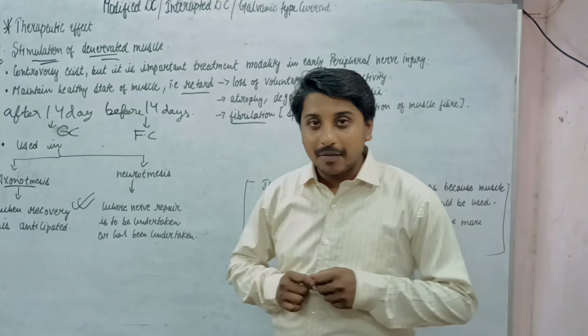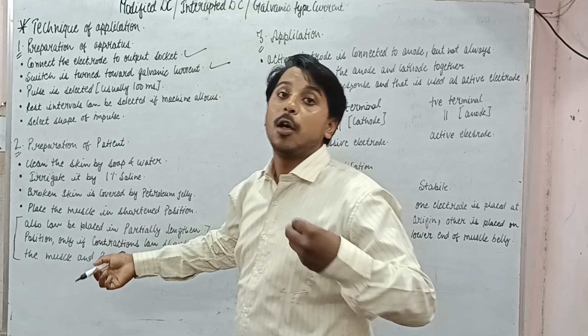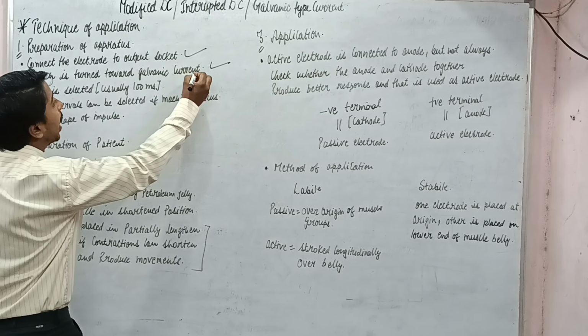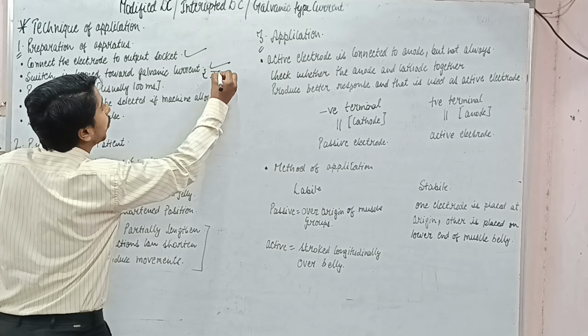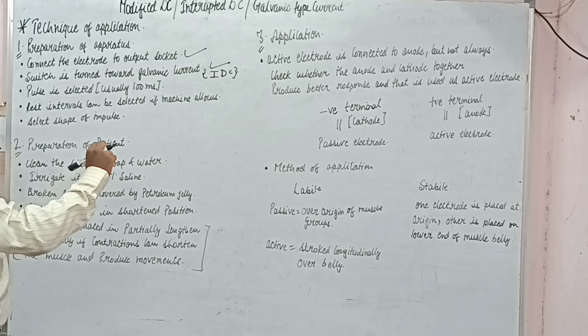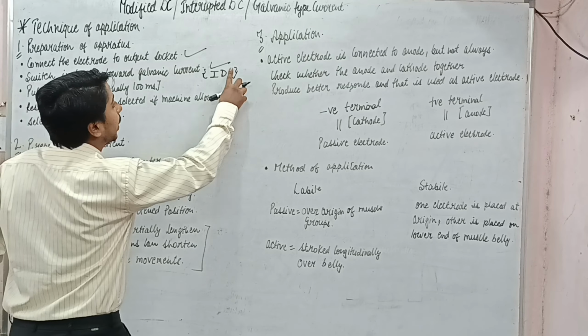Okay, so it is very similar to faradic current with slight difference. First is the preparation of apparatus, which you already know. Connect the electrode to the output socket. The switch is turned toward the galvanic current because we want to use the galvanic current, that is IDC, interrupted galvanic current. So your modality will be written as IDC, okay?